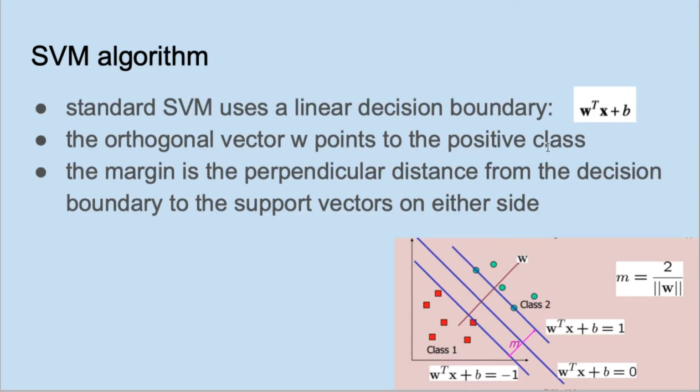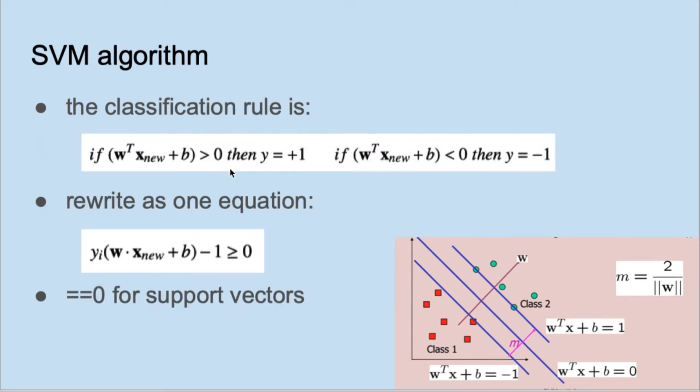Standard SVM uses a linear decision boundary. The orthogonal vector W here, the vector of the weights, points to the positive class. The margin is the perpendicular distance from the decision boundary to the support vectors on either side. Here we see two green support vectors, and here's another support vector. Then the classification rule for a new observation coming in is going to be +1 or -1, which we can combine into one equation here. This equation will equal 0 for the support vectors.